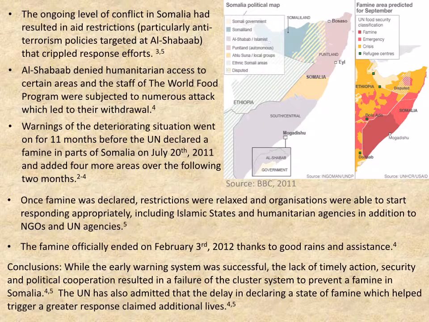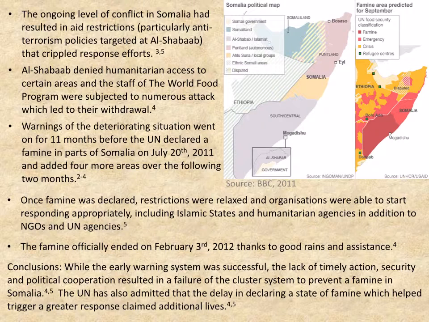And warnings of the deteriorating situation actually went on for 11 months before the UN declared famine in parts of Somalia on July 20th, 2011. Afterwards, 4 more areas were added within the following 2 months. So there was really a lot of warning there. There was 11 months that they knew that this situation was imminent, and nothing was really done until late July.